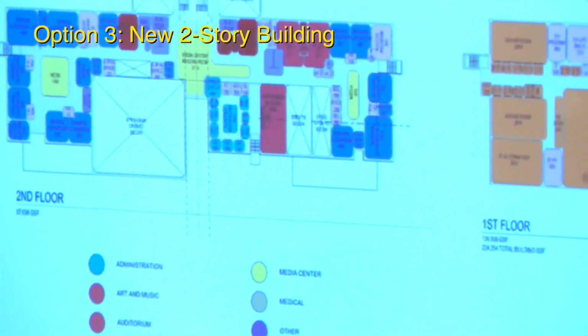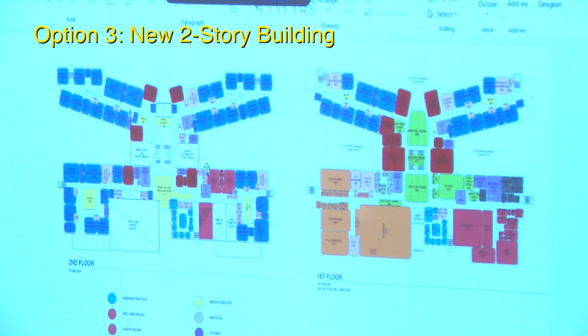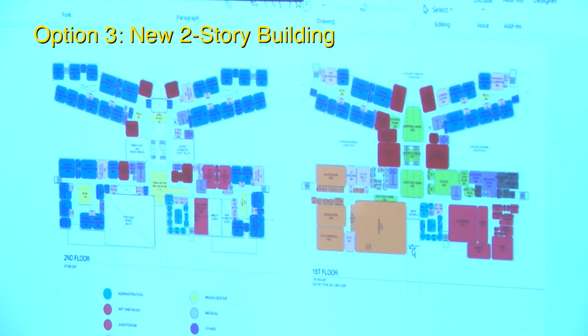The next option is a new school. And on the right-hand side, you can see we have the first floor. On the left-hand side, we have the second floor. Same thing as the addition and renovation, this takes your educational program and arranges all the boxes in an even better way. So what you see here is you come in the front door, you have the heart of the school, if you read the ed program.